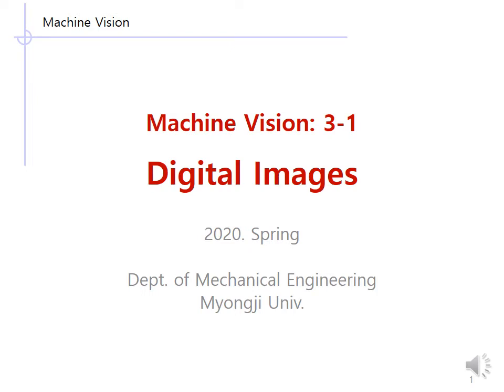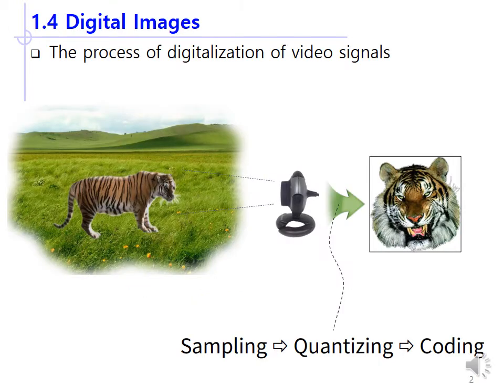Hi everybody, this is a lecture for the digital image. We will study more deeply on the digital images. In order to develop a successful object recognition system, we need to understand the digital image.